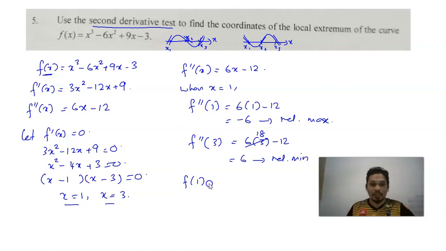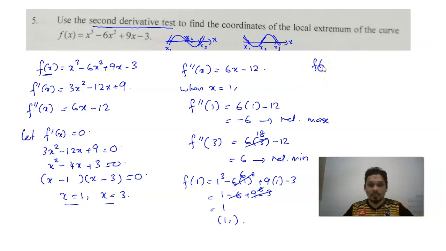So f of 1 equal to 1 cubed minus 6 times 1 squared plus 9 times 1 minus 3. So 1 squared is 1 times 6 equal to 6. 1 minus 6 plus 9 minus 3. 9 minus 3 equal to 6. 6 minus 6 equal to 0, then 1 here. Then we come up with a coordinate of 1 and 1.